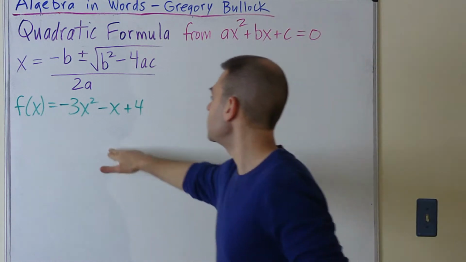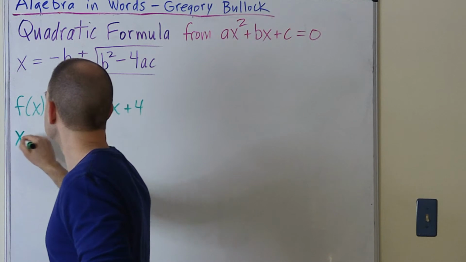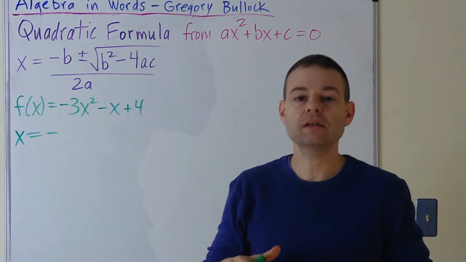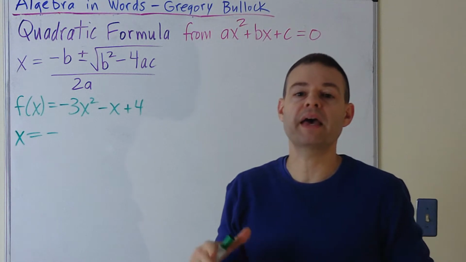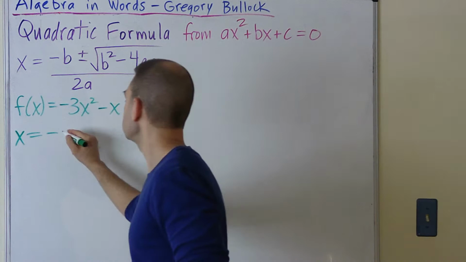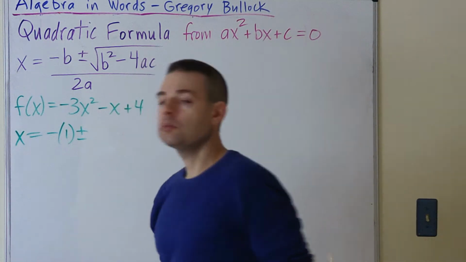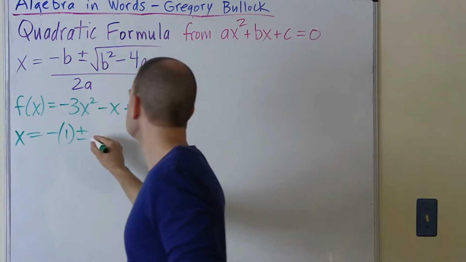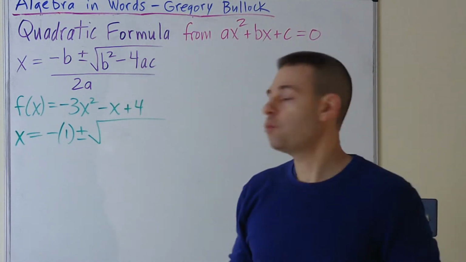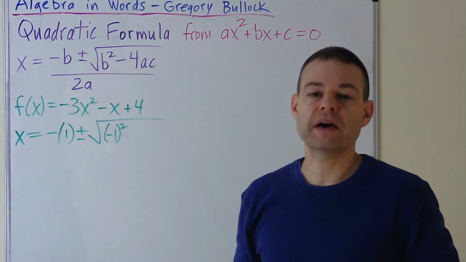Let's do that below, and let's start by writing x equals negative, and since b is -1, put -1 in for that, and since it's going to be a negative of a negative, that will ultimately become positive. So -1 plus or minus the square root, and b is -1, and we'll square that and we'll simplify that in the next round.